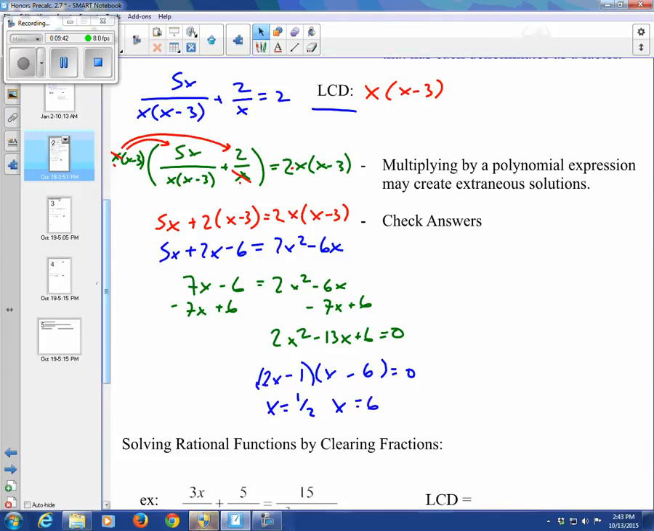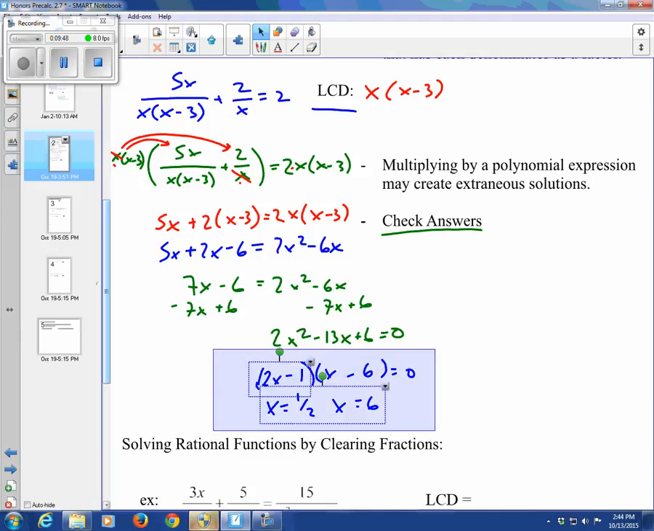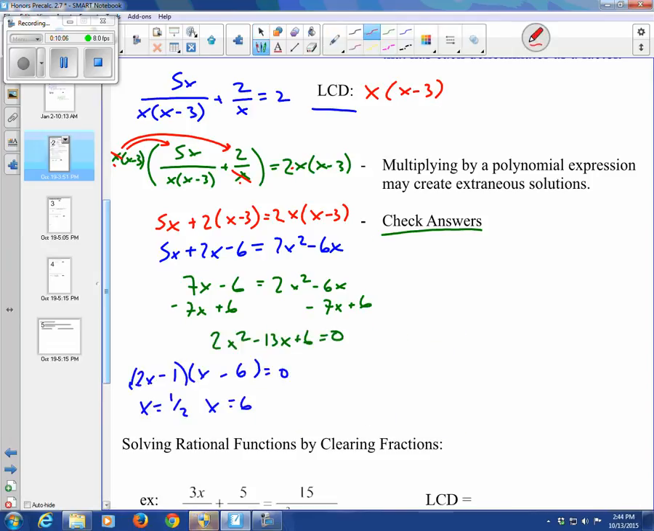Now right here, what I'm going to need to do is check these answers, right? So immediately, we've got two answers, right? And we want to check them to make sure we're doing our math correctly, but we also want to check them so we don't have any extraneous solutions, and we'll talk about that in a second.